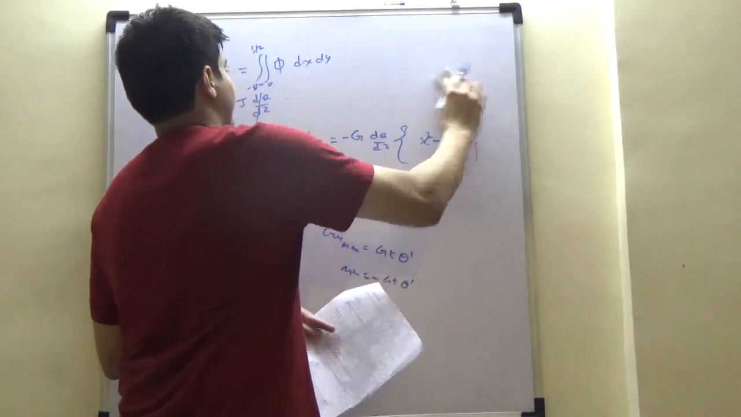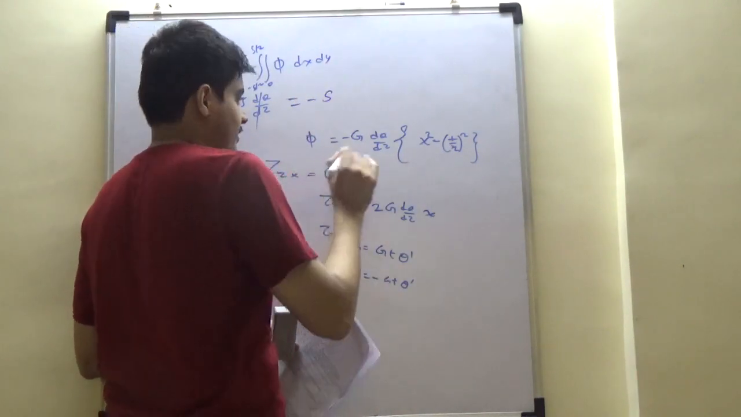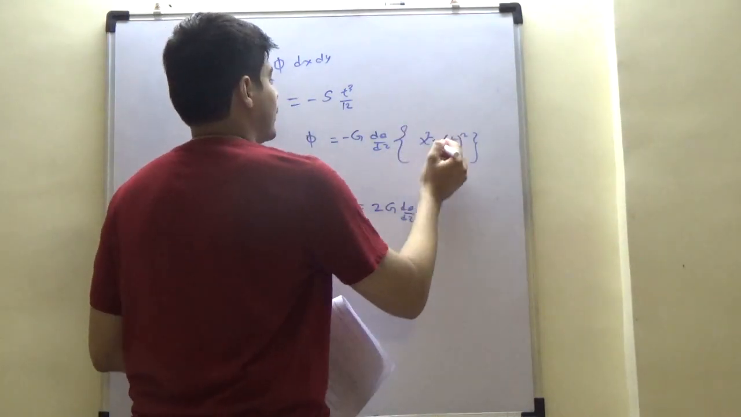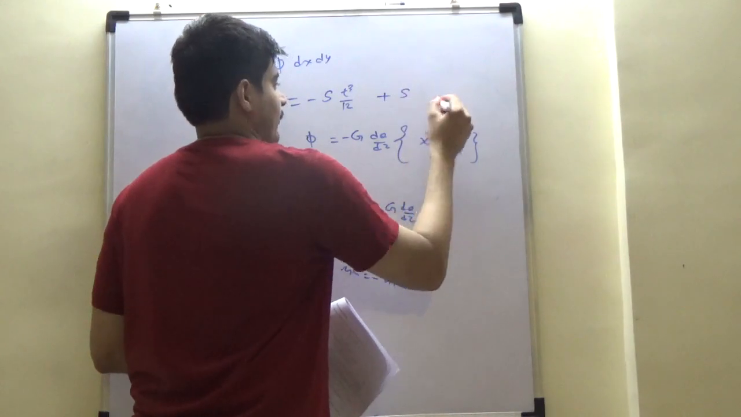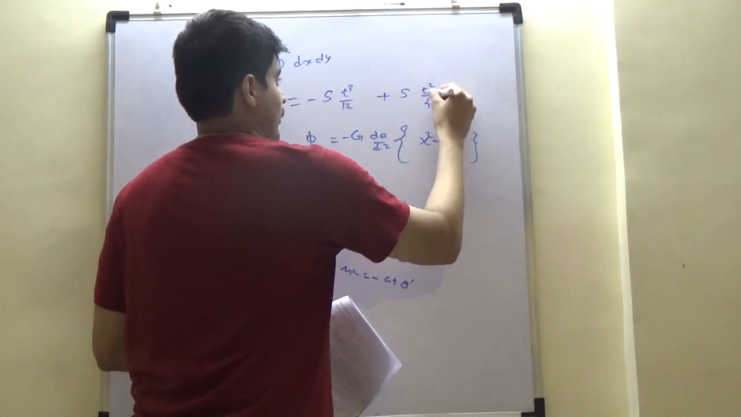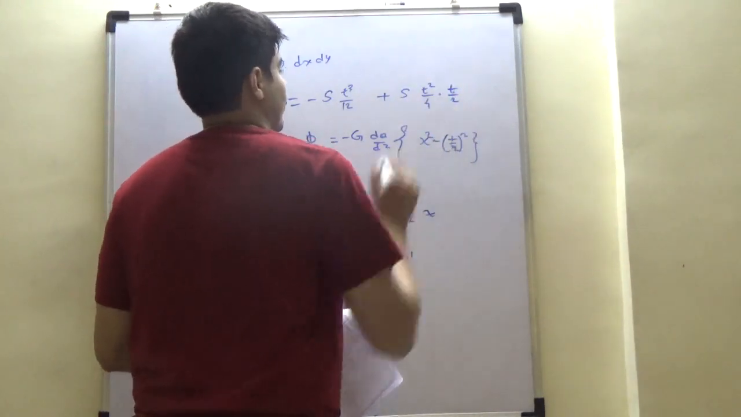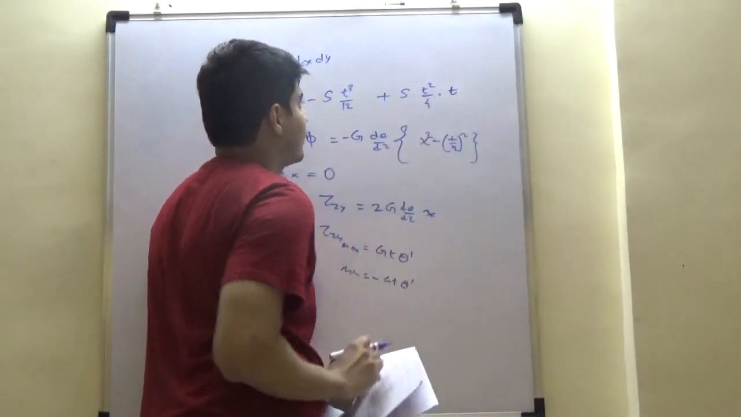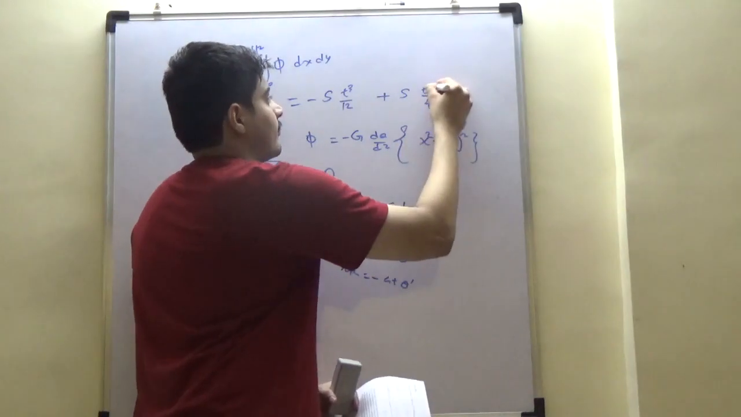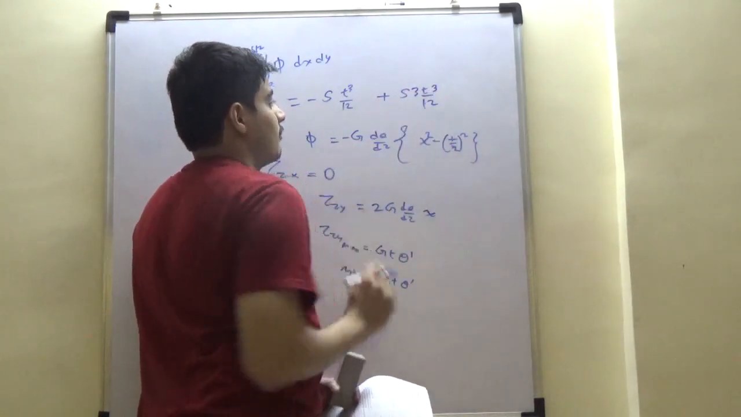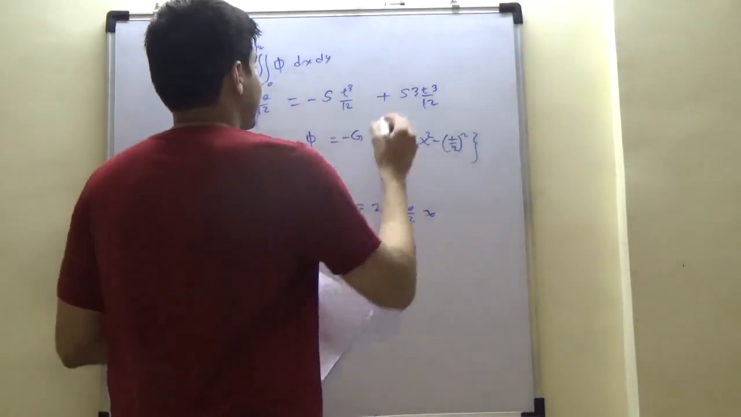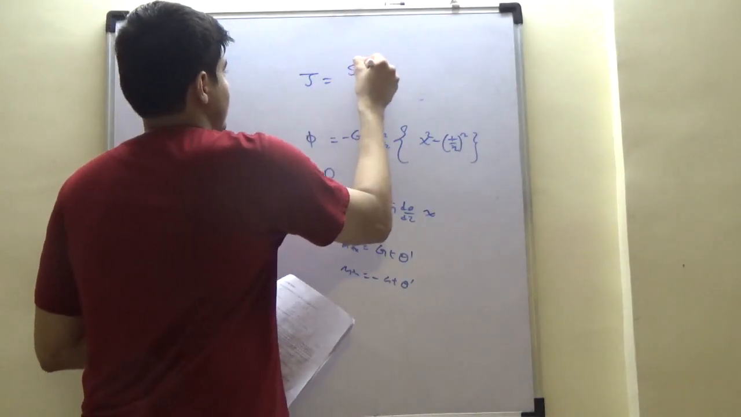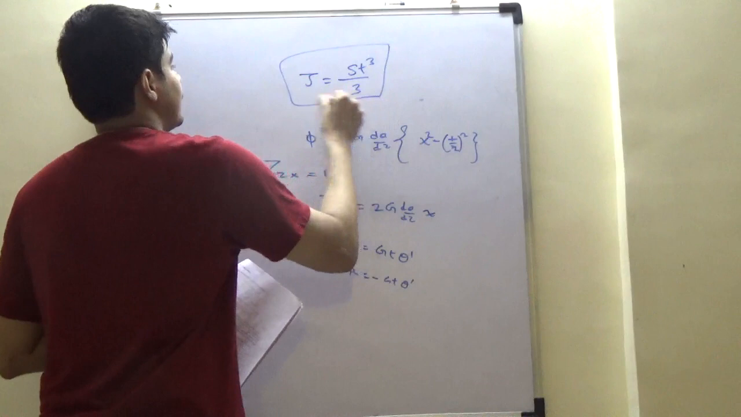So this will become minus of s t cube by 12, right? This constant term is not yet gone. It is plus s t square upon 4 into t by 2, right? Because one x is going to come, which t by 2 minus t by 2 is going to give me t. So t cube by 4. So this can be 3t cube by 12. So finally, the j that you will arrive at is nothing but s t cube by 3.